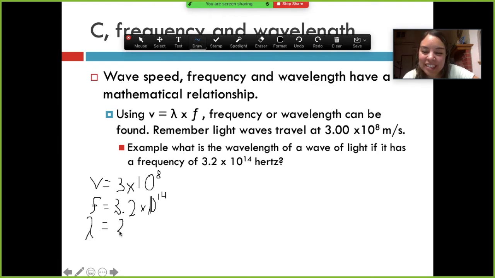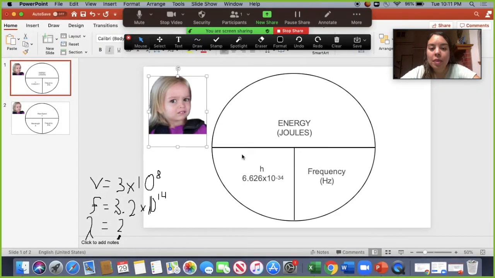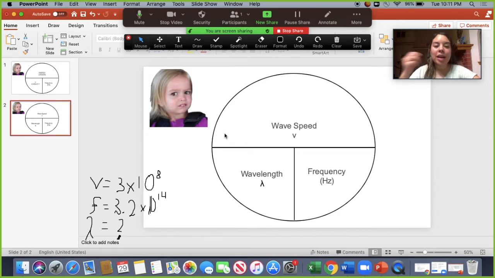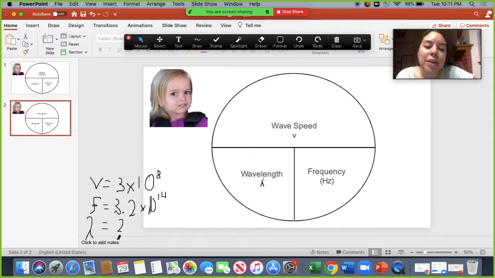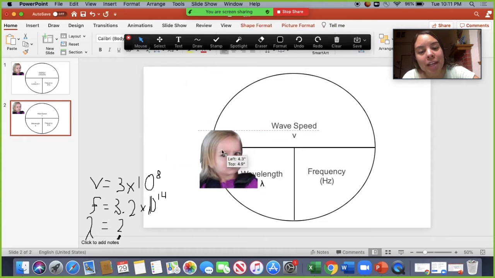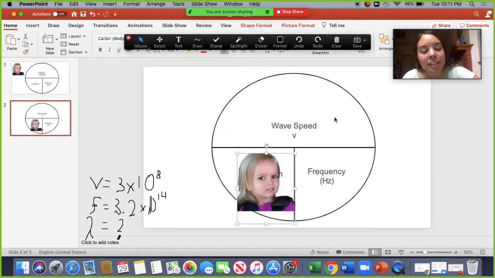So wavelength is what? I don't know what wavelength is. So one thing I like to do is make a little triangle to be able to see this relationship better. So we have wave speed, we have wavelength, and we have frequency, and this is my confused face. I don't know what the heck is going on. So I am trying to find wavelength, so I'm going to put my confused face right there. That means that I'm going to divide wave speed by frequency, and that's how I'm going to get my answer. So that's how you're going to rearrange the whole equation.